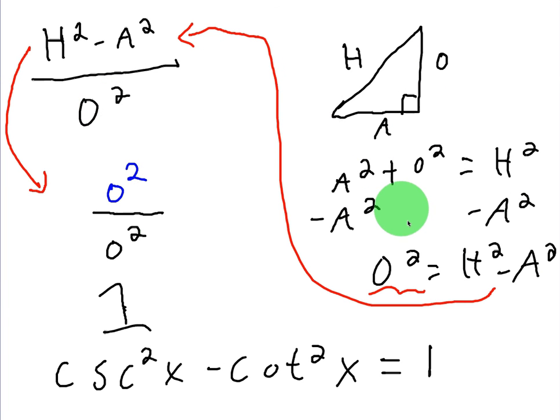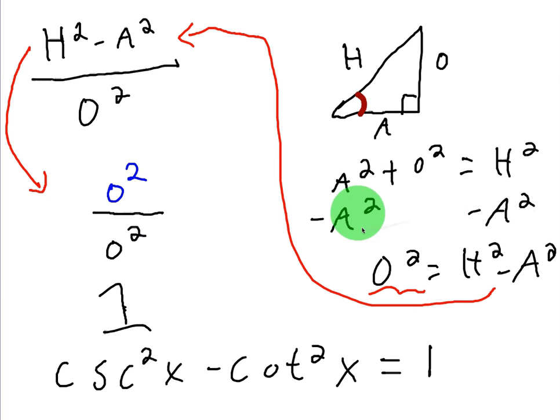Again, these are called Pythagorean identities because we use the Pythagorean theorem. Here is our right triangle again that we've been drawing. Here's our angle x, or theta, or whatever you want to call it. The opposite side is here, the adjacent side is here, the hypotenuse is here. Question is, can we use the Pythagorean theorem to get something that looks like h squared minus a squared? Well, note that the squares of the two legs are equal to the square of the hypotenuse, so therefore a squared plus o squared equals h squared.